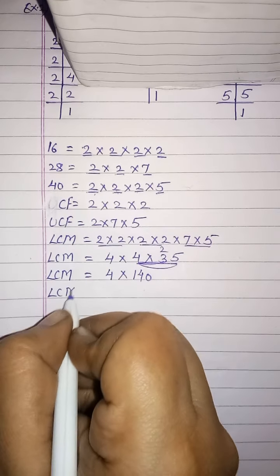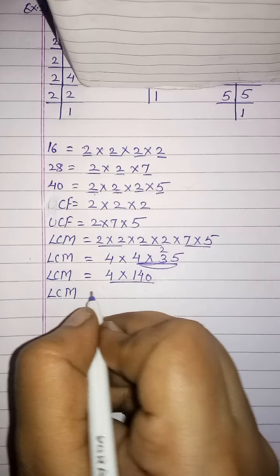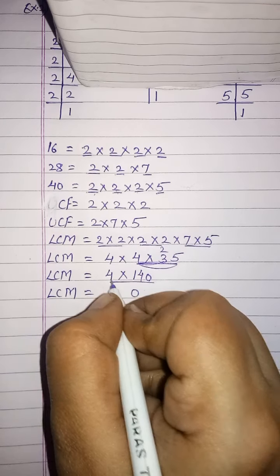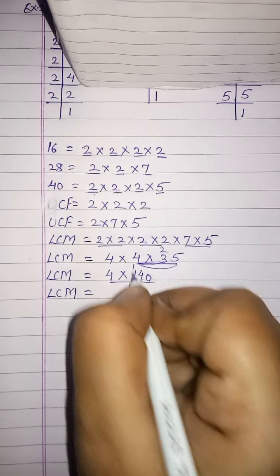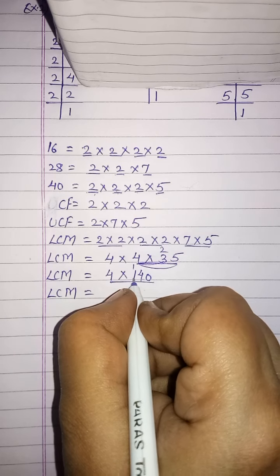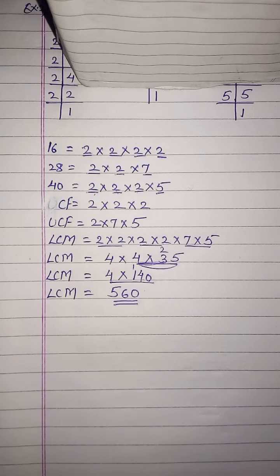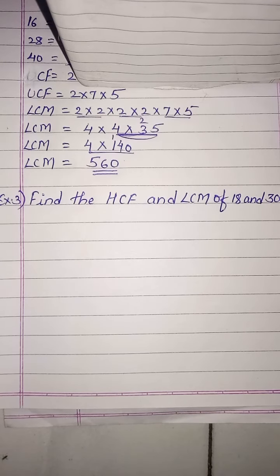So LCM is equal to, now we will multiply these two numbers. 4 zeros are 0, 4 fours are 16, 1 carry over, 4 ones are 4, plus 1 is 5, so it became 560. So LCM is 560.